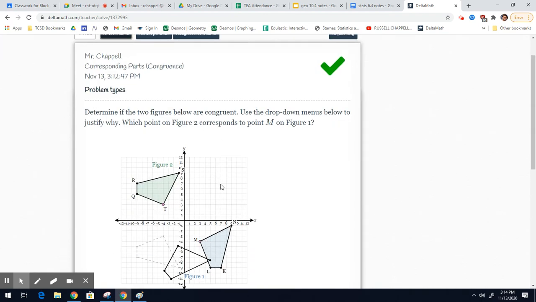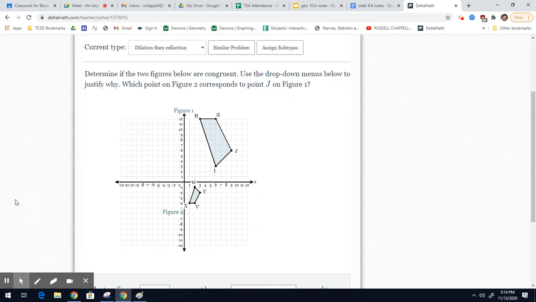Let's see how I did. Yes, good work. And you can see here, look what they did. They did a rotation and a reflection. Now, I've actually tried to take those opportunities away from you because they're very difficult to see. But it is a possibility. All right, let's try another one of these.